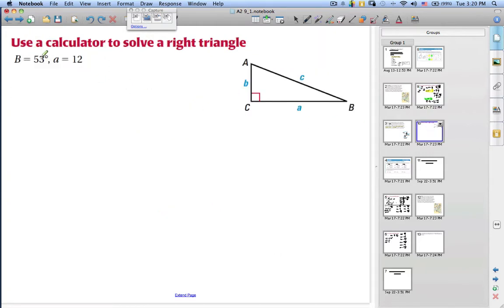Okay, so in this case, it's going to be a little different because now I'm not working with a standard angle. They're telling me that this is 53 degrees. Okay, and it's important you understand that when you start labeling your triangle, I'm going to write that out here because I didn't write very well. B is 53 degrees, and side A is 12.